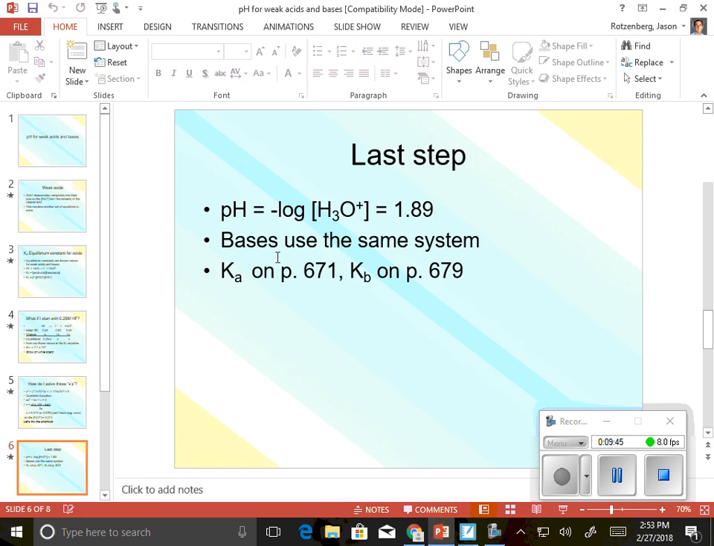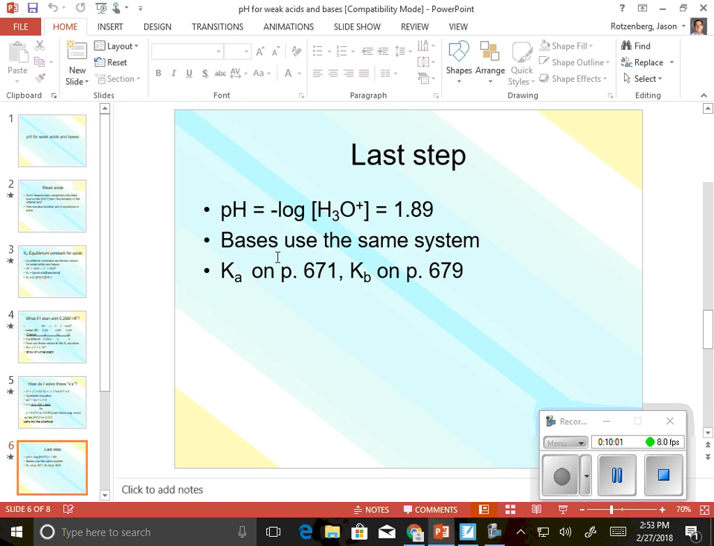As for the only other 2 points I have in this slide, bases are the exact same system. Weak bases act the same as it is with a weak acid. However, it's more common that you'll be doing weak acid work. I believe I will throw in a weak base problem here or there.